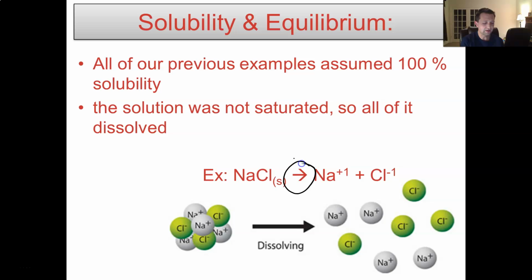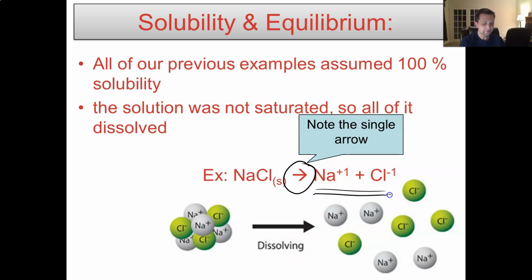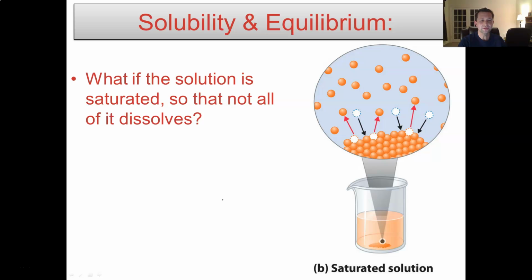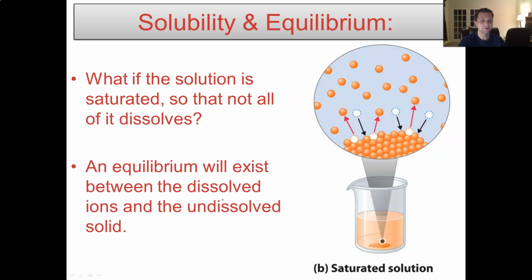Notice the single arrow here. That means it goes to completion, right? And there's none of this left over at the end. Not always going to be the case though. So solution equilibrium usually involves a saturated solution, and that means we don't have all of it dissolve at the very end. So what if the solution is saturated so not all of it dissolves? We actually have an equilibrium system. So this is really, really cool because you try to envision this happening.